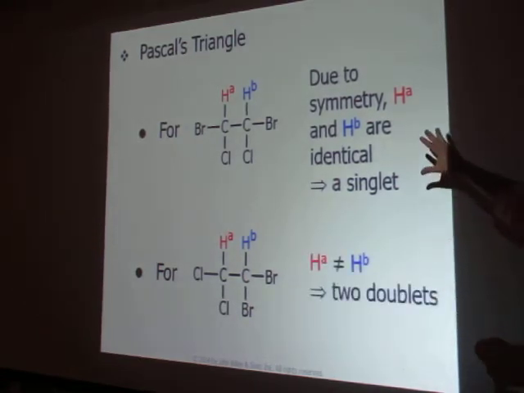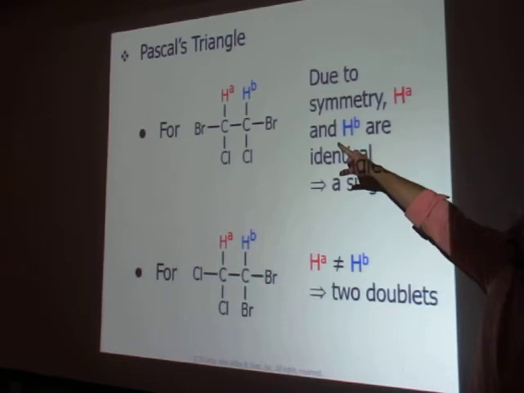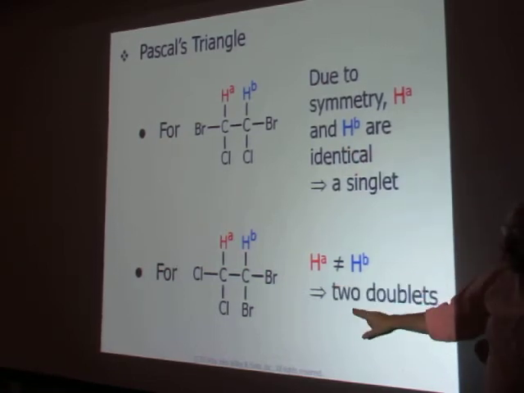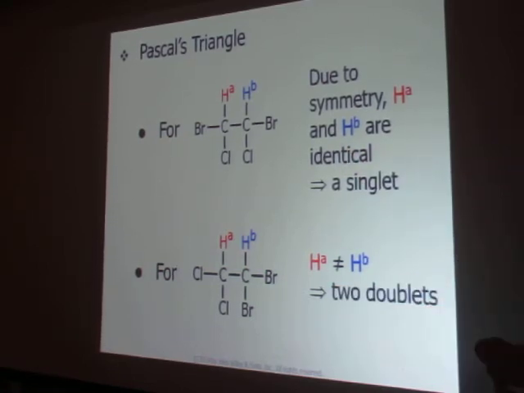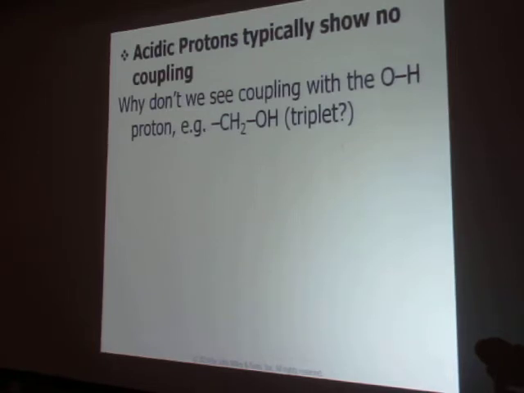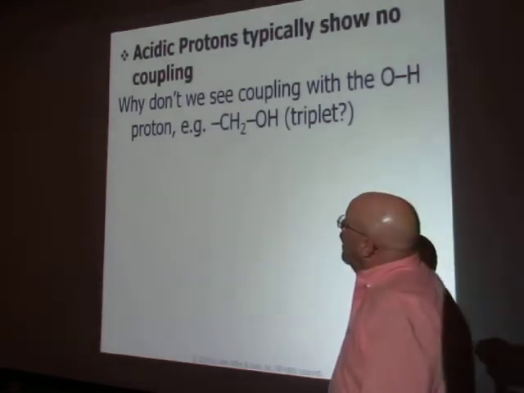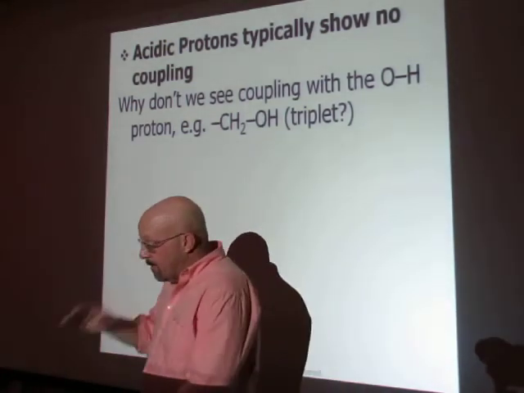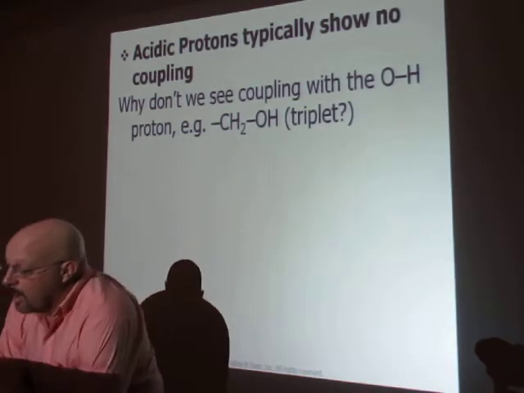Okay, so the top one shows up as a singlet. The hydrogens there show up as a singlet. Down here, they show up as a doublet. Now, the next thing I'm going to deal with here is protons on other atoms.